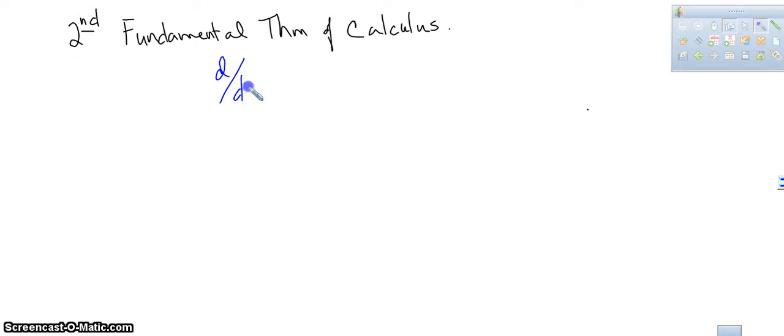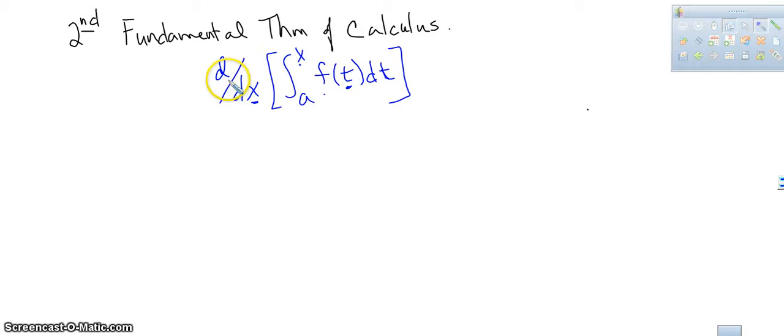Basically, it says if you take the derivative with respect to x of an integral evaluated from some constant a to x of f of t dt. So let's just talk about what that says. I'm going to integrate with a variable other than x, so t, and then I'm going to substitute x in because that's my upper boundary, and then I'm going to take the derivative of that answer. That leaves me with this function, whatever it is, in terms of x. So let me show you how that works.